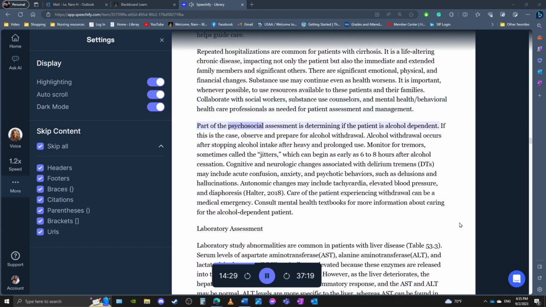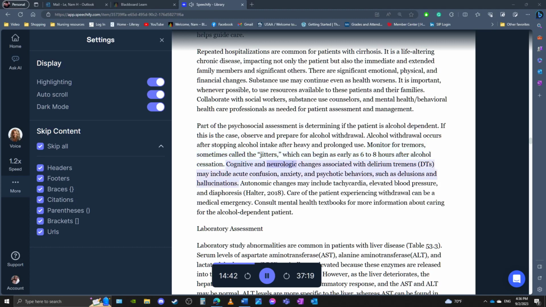Part of the psychosocial assessment is determining if the patient is alcohol dependent. If this is the case, observe and prepare for alcohol withdrawal. Alcohol withdrawal occurs after stopping alcohol intake after heavy and prolonged use. Monitor for tremors, sometimes called the jitters, which can begin as early as 6 to 8 hours after alcohol cessation.